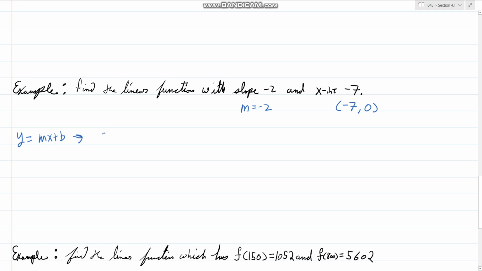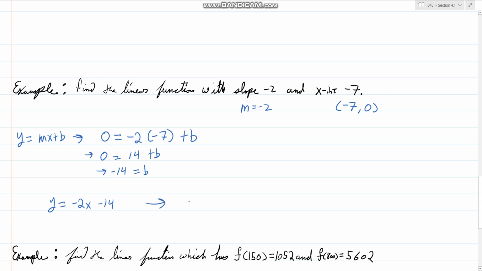So I know that if I fill out the point, it's negative 7, 0, that y equals 0. The slope must be negative 2 because they told me, and x would equal negative 7, and I can find what that y-intercept would have to be for this line. Well, that would be 0 equals positive 14 plus b. I can subtract 14 on both sides. Negative 14 equals b. And so now I have all the information about the line.